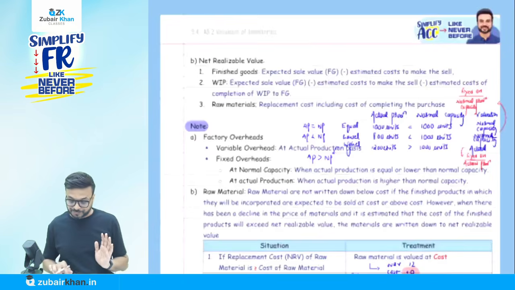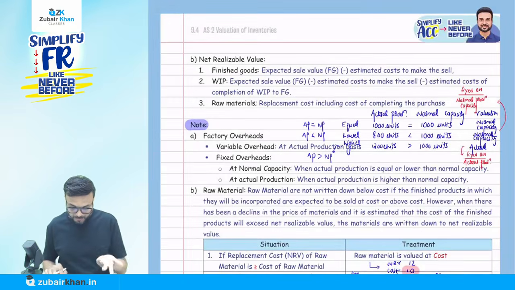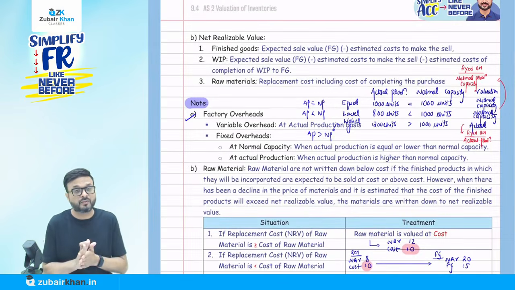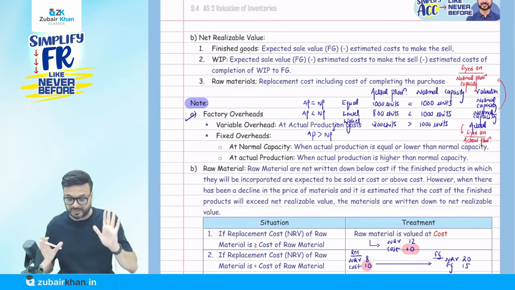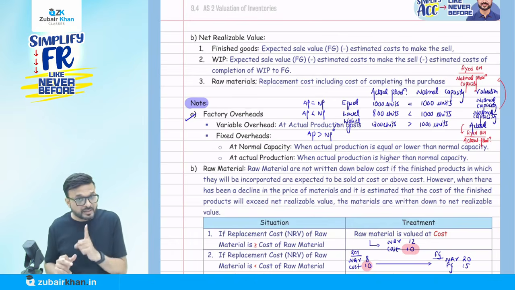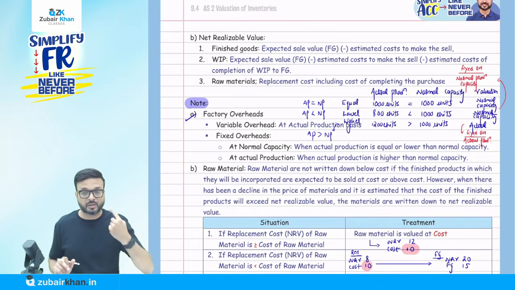Okay. Now, NRV. Before I come to NRV, there is one point related to production overheads. We also call them factory overheads. So please understand what this example is telling us. Please listen carefully one by one, there is a logic behind it, and I will also explain it to you. Just listen to me carefully.